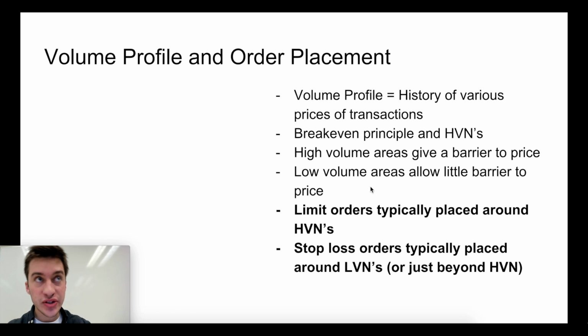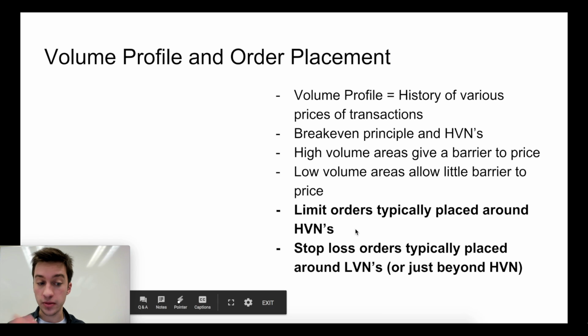However, let's say price never reached 8,000 and a lot of traders just put a limit sell order at 8,000 because it sounds good. That's something different. That's round numbers, psychological numbers. But in essence, the less time that price has spent trading at a level, the less time in the future it typically will trade there. So if you want a simpler approach to the volume profile, typically limit orders are going to be placed around HVNs, which means a barrier to price. Stop loss orders and stop orders are going to typically be placed around LVNs or just beyond an HVN.